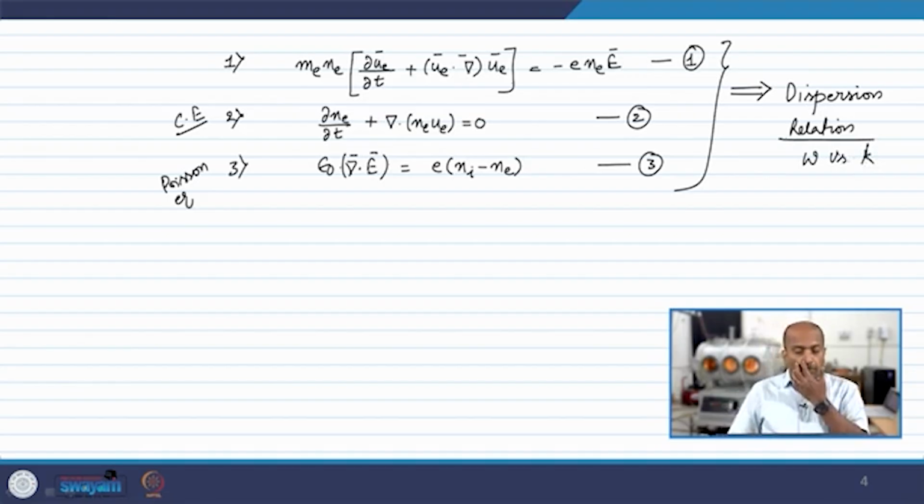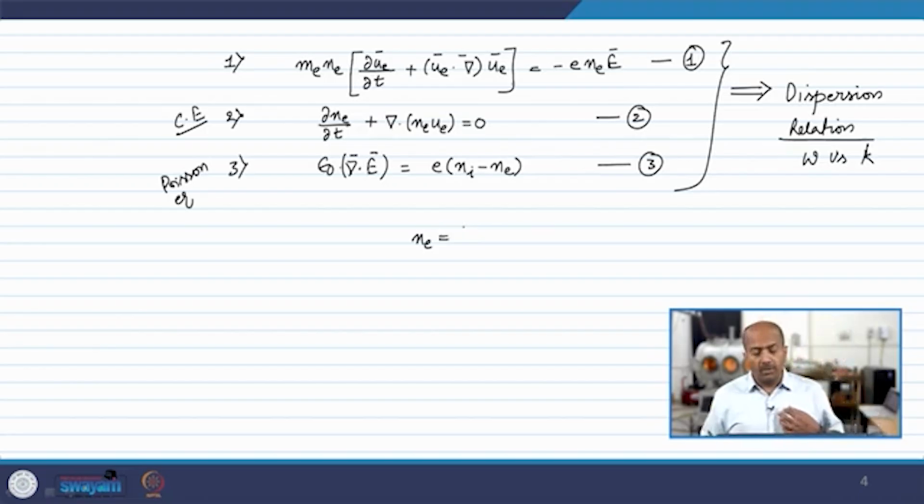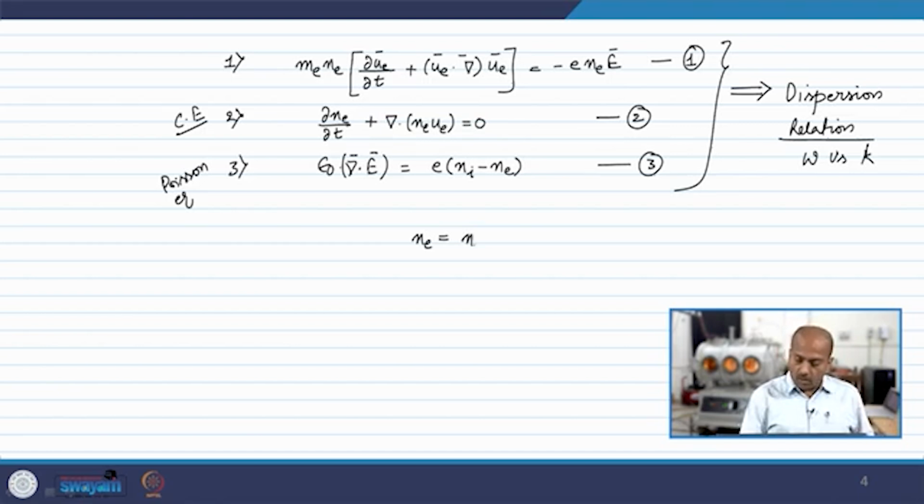Okay. Now, here we use the perturbation method. What is the perturbation method? We take the variables which may be influenced. Let us say, for example, NE, the number of electrons in this picture, the number of electrons can get perturbed. So, let us say the number of electrons is equal to N naught plus N1. What does it mean? It means NE, the number of electrons, is equal to the average or background number of electrons plus the perturbation.